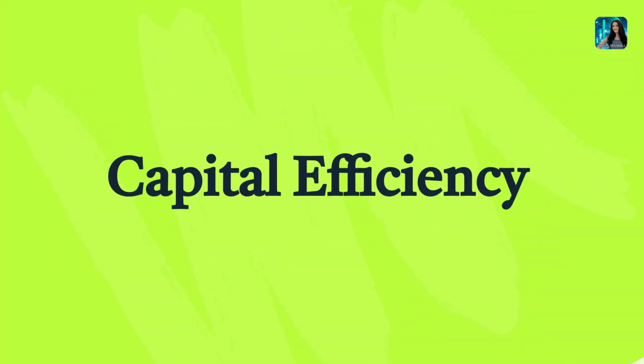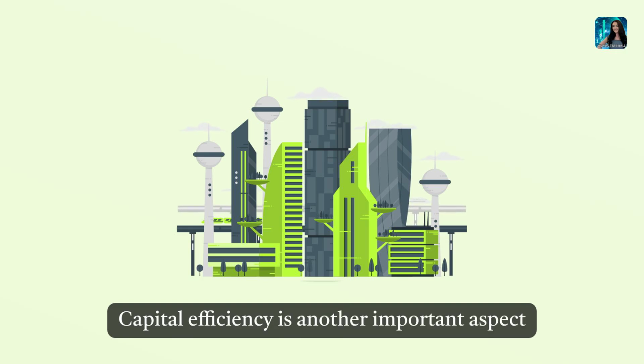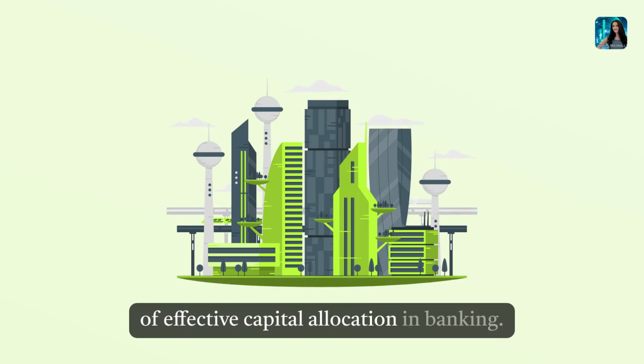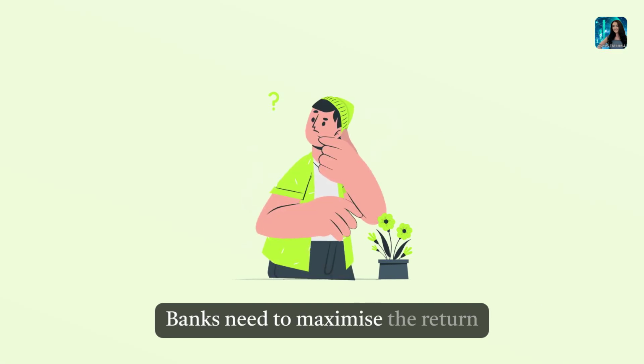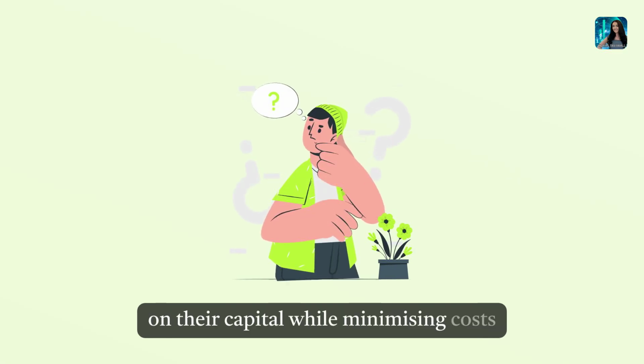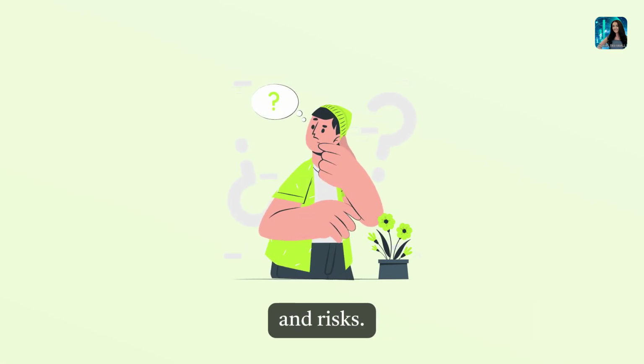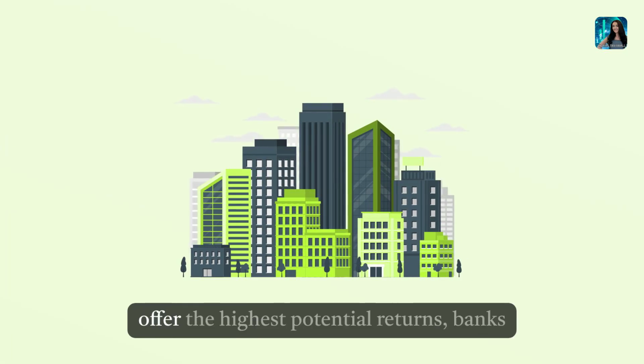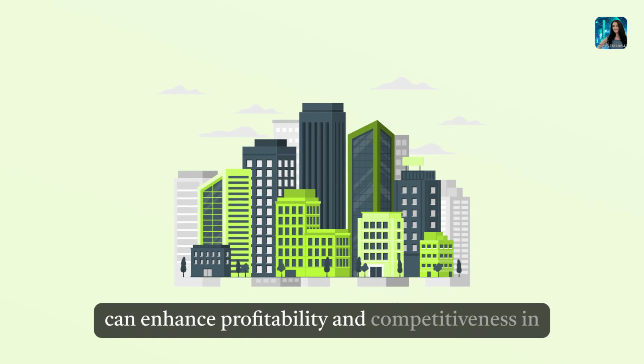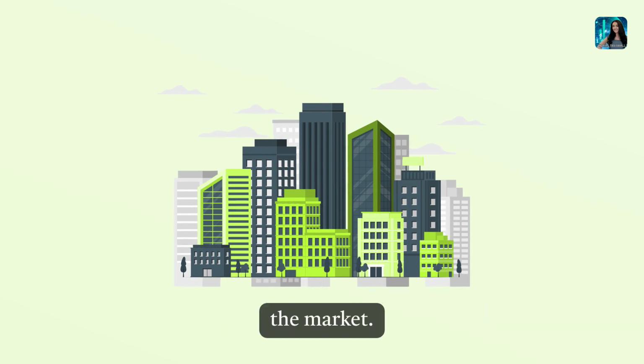positions. Capital efficiency. Capital efficiency is another important aspect of effective capital allocation in banking. Banks need to maximize the return on their capital while minimizing costs and risks. By deploying capital in areas that offer the highest potential returns, banks can enhance profitability and competitiveness in the market.